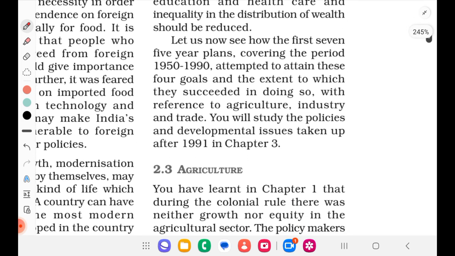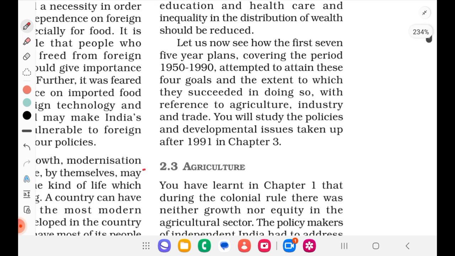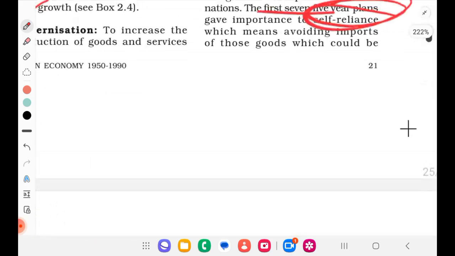Let us now see how the first 7 5-year plans covering the period of 1950 to 1990 attempted to attain these 4 goals and the extent to which they succeeded in doing so. With reference to agriculture, industry and trade, you will study the policies and development issues taken up after 1991 in chapter 3. Before continuing, we'll just have a look into the tables.